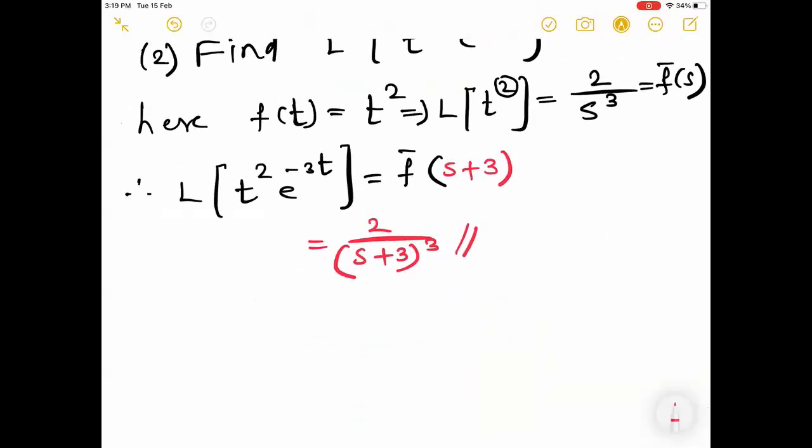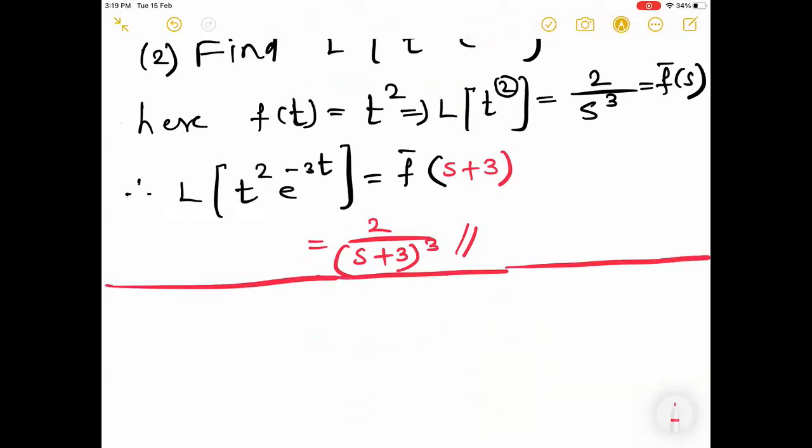Okay. Any difficulty following this one? Yes, ma'am. So we'll move ahead with another property.